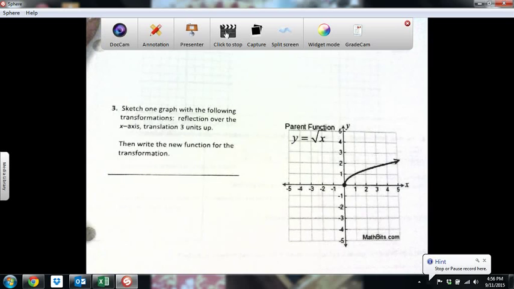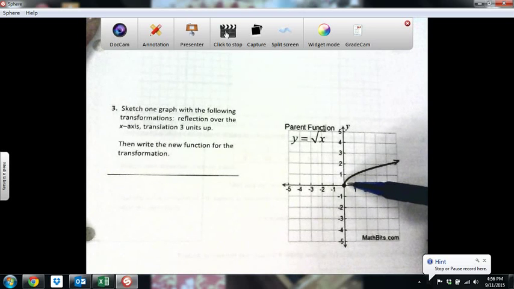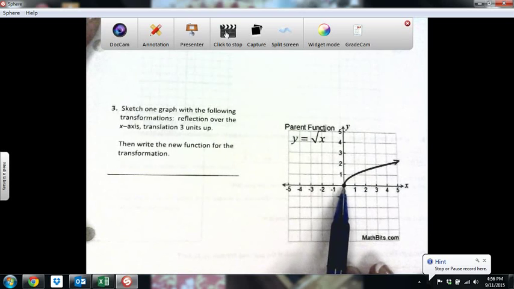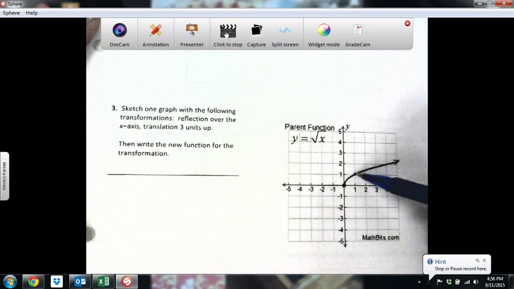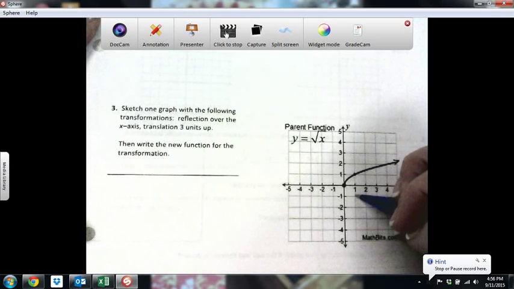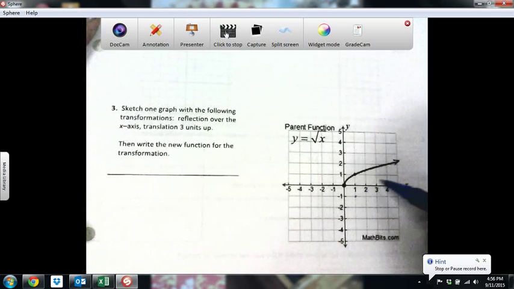So the first thing in this case is the reflection over the x-axis, and when you reflect something over the x-axis, it should be the same distance away, but on the other side of the x-axis. For example, this point that's on the x-axis won't move. But this point here, (1, 1), is 1 above the axis, so we're going to move it to 1 below. And this point here at (4, 2) is 2 above, so we're going to move it to 2 below.